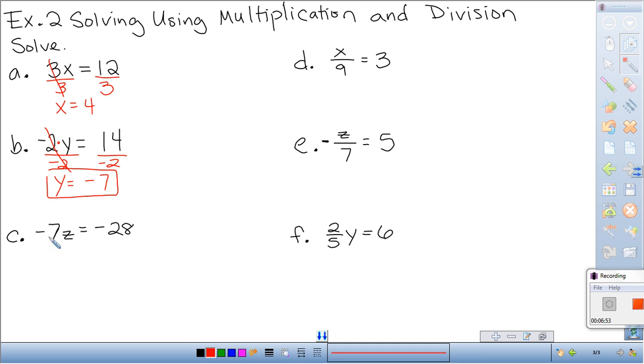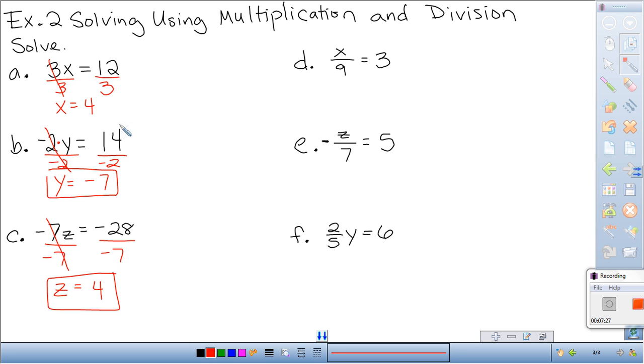On C, the opposite of multiplying times a negative 7 would be to divide both sides by a negative 7. Negative 7 divided by negative 7 is 1. 1 times z is z because of the identity property of multiplication. And negative 28 divided by negative 7, they have the same signs. They're both negative. A negative divided by a negative gives me a positive. 28 divided by 7 is 4. So z is 4. And you can substitute 4 in for z and see it does in fact work. Negative 7 times 4 is negative 28.